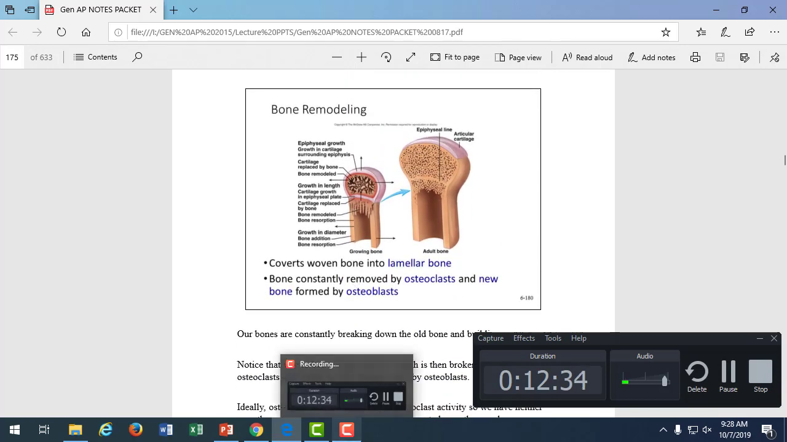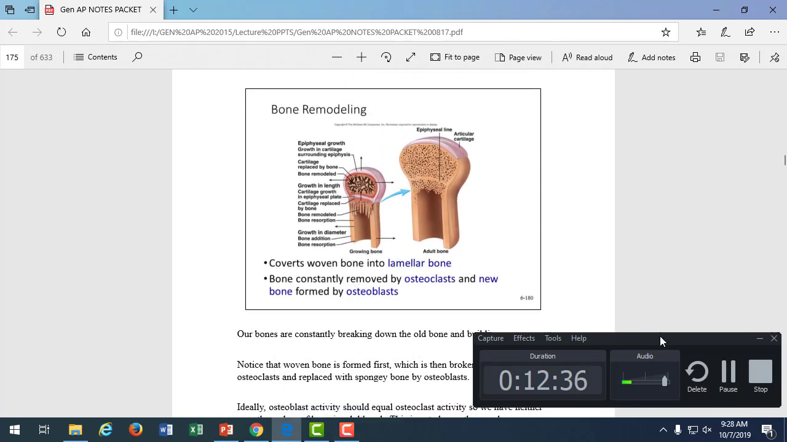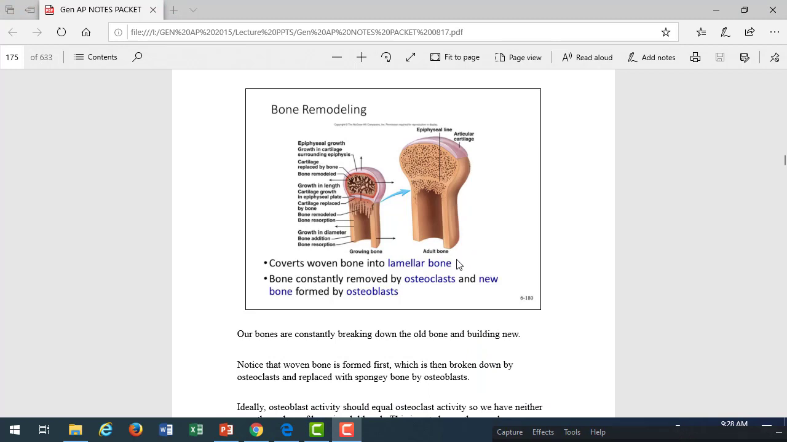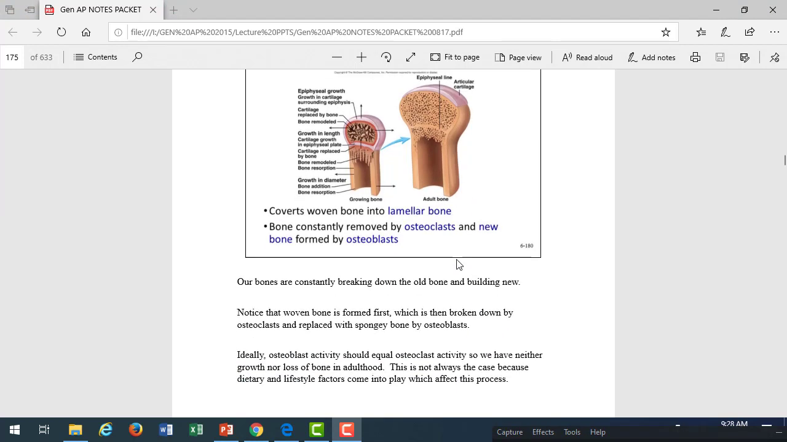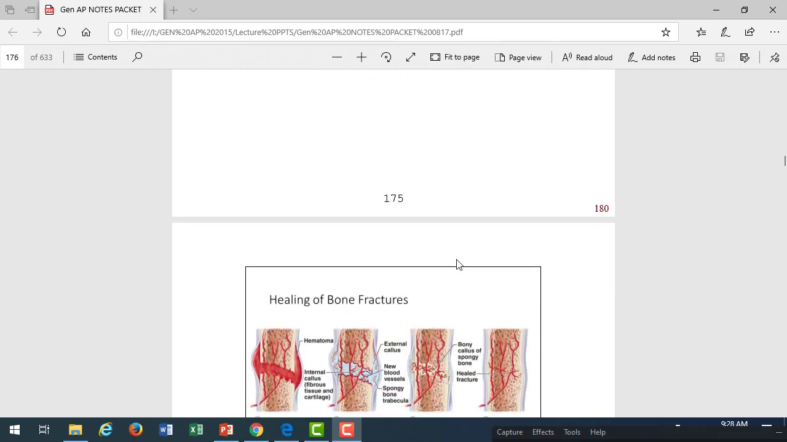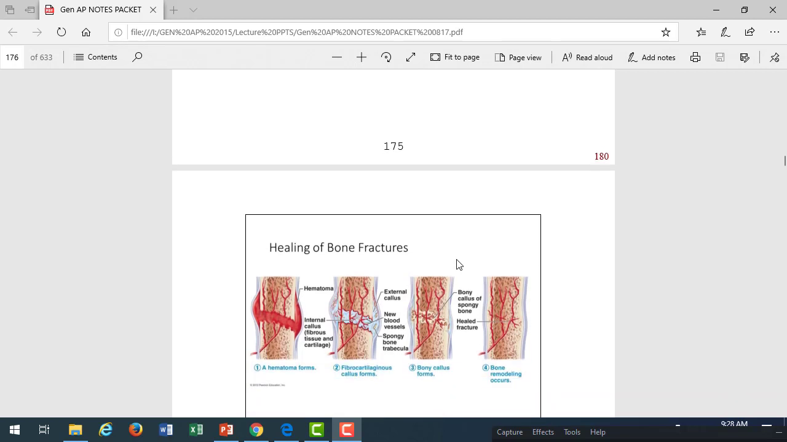Okay, so we want to have a balance of osteoclast and osteoblast activity to maintain bone. If we have too much of one or the other, bones are either going to grow too thick, if we have too much osteoblast activity and not enough osteoclast, or too thin.